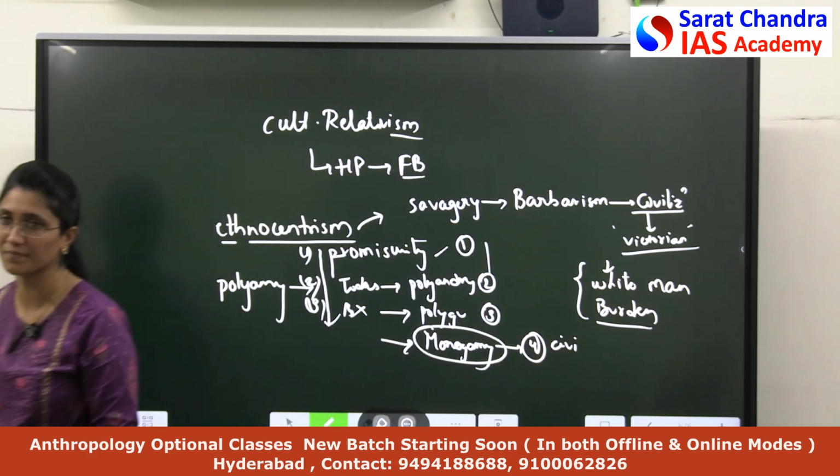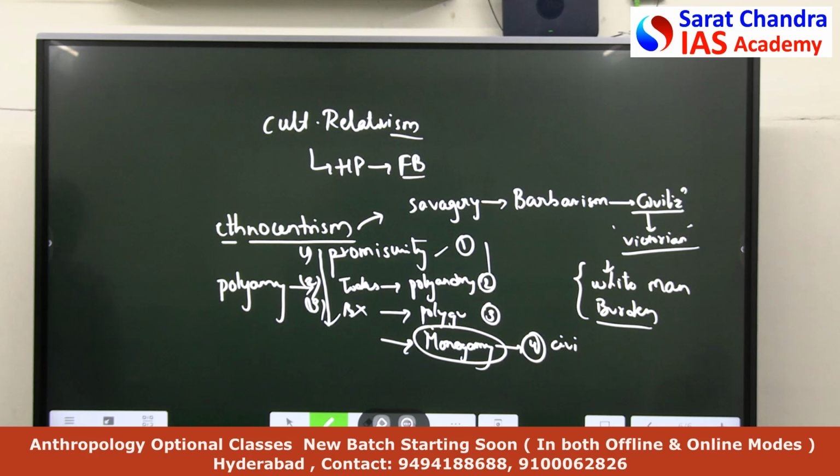They exploited India. So for them, their civilization is the supreme civilization, and the rest of the world should follow the same path. It goes through savagery, barbarism and Victorian civilization. So we'll study this in chapter 6.